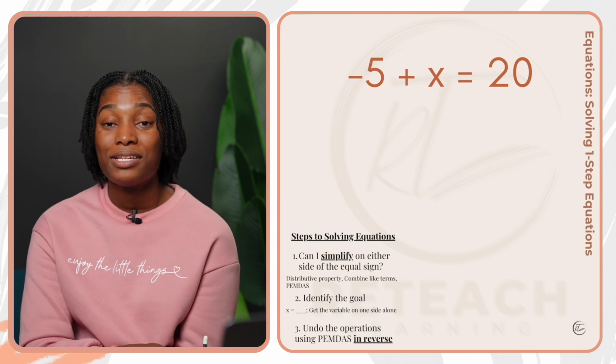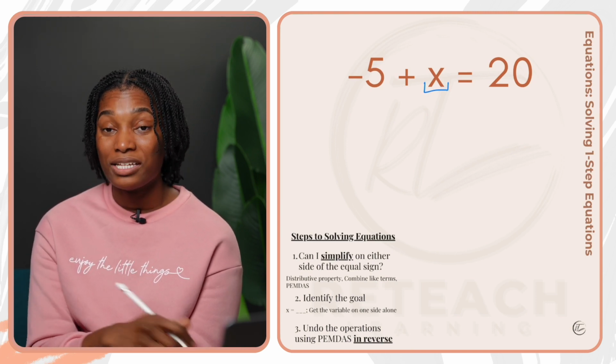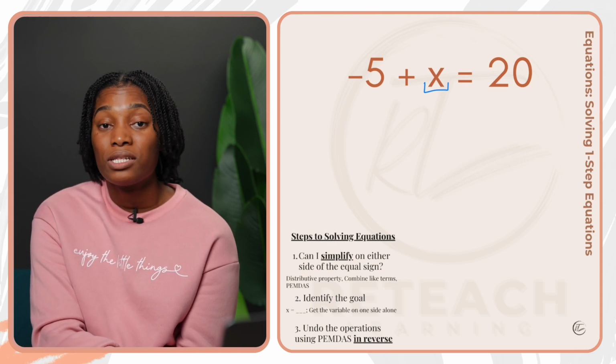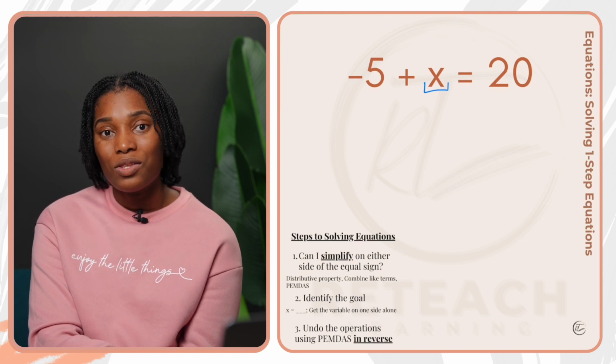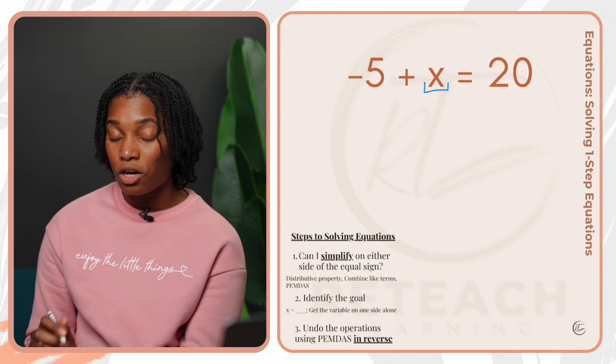Our 2nd step is, what is our goal? Well, here's our goal. Our goal is to get to the x. We want to get to the variable. And once again, that x is just a letter. It can be any letter in the alphabet. It does not matter. So what is in the way? Well, what's preventing me from getting to my goal?